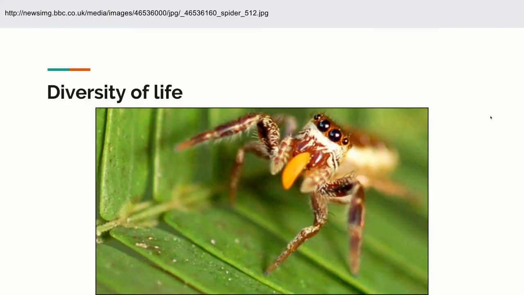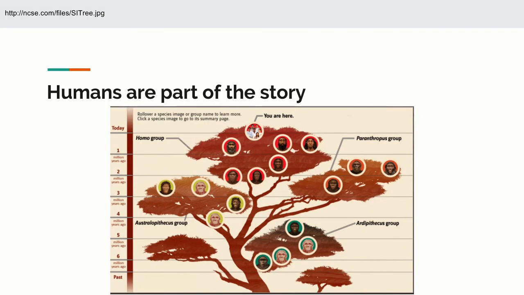But then you get to the animals. Usually when we think of life, we only think in terms of animals, but animals are a very small subsection of it. This little sucker right here is a vegetarian spider, which is odd. And we are part of this story. We are part of the biodiversity of life.